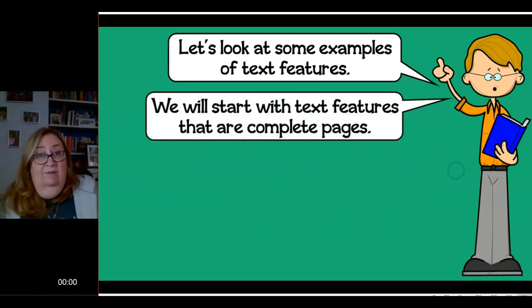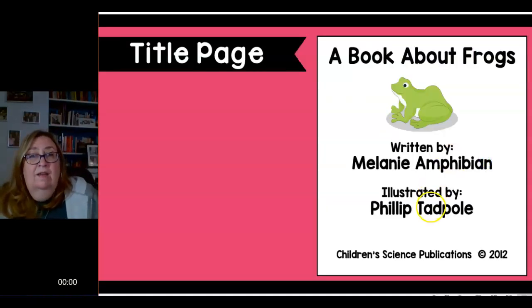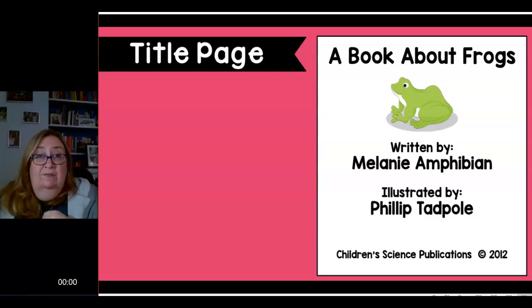Here are some examples. We're going to start with text features that are complete pages, not just a part of a page, but they are complete pages. Like the title page of a nonfiction book. Now, there are title pages in fiction books as well. This is going to be the title page of a nonfiction book. We're looking at this one, a book about frogs, written by Melanie Amphibian, illustrated by Philip Tadpole from Children's Science Publications, copyright 2012.